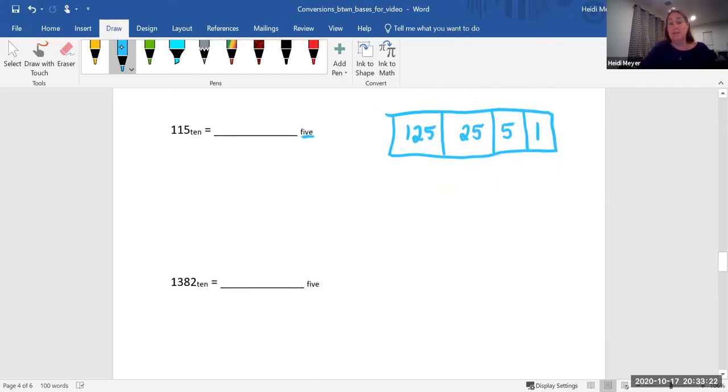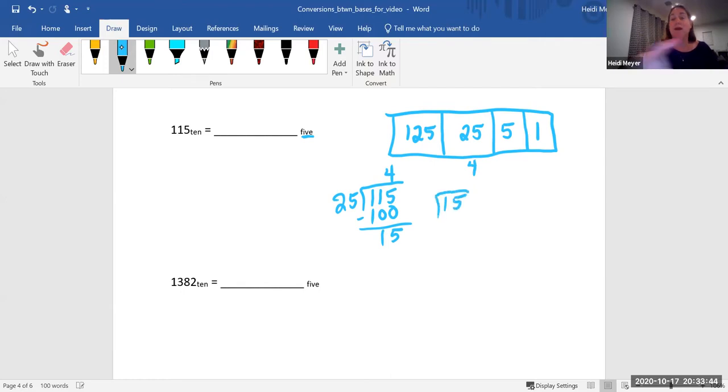So I can put some groups of 25 into 115. I know that 4 times 25 is 100. So that gives me 4 groups of 25. I have 15 left over, and I move down to the next place value. How many of those will fit? Well, those are nickels, or 5, and I can fit 3 of them into the number 15.